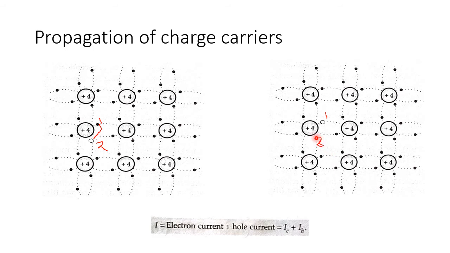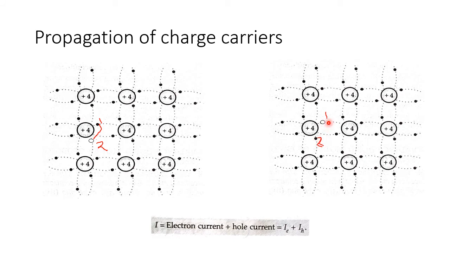Your electrons, which are the charge carrier for the intrinsic semiconductors, are propagating. But note, the holes are also propagating in the same manner. If the electron is going in this direction, what about the holes? The holes are also going in the opposite direction, isn't it? So this is how the intrinsic charge carriers propagate in your intrinsic semiconductor. So if you have the propagation of electron, you also have the propagation of hole.